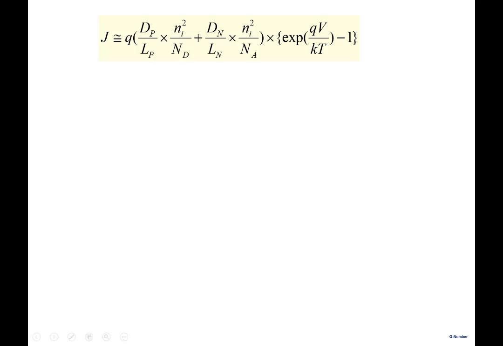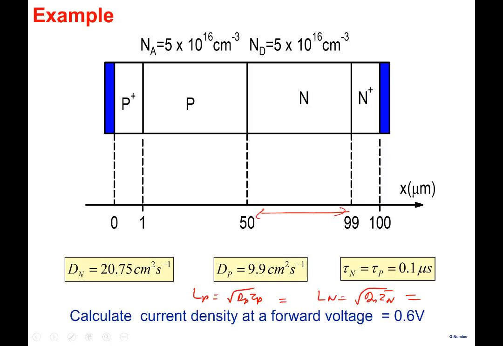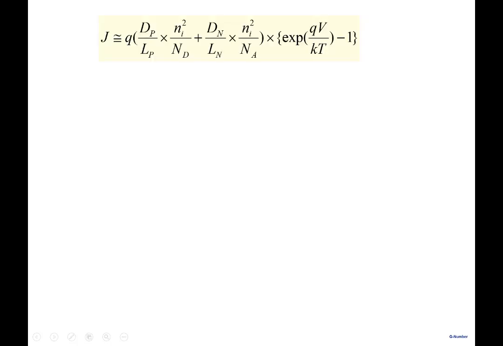So what I'm doing is, look at this one here. I'm applying a voltage of 0.6 volt, and I'm doing all the calculation for 0.6 volt here. For a symmetric junction, 5 times 10^16, silicon, Dn, Dp, everything is given to you. So this is the current.